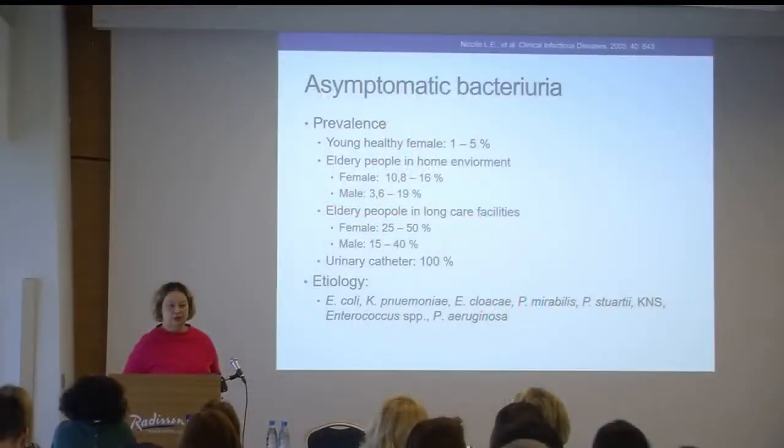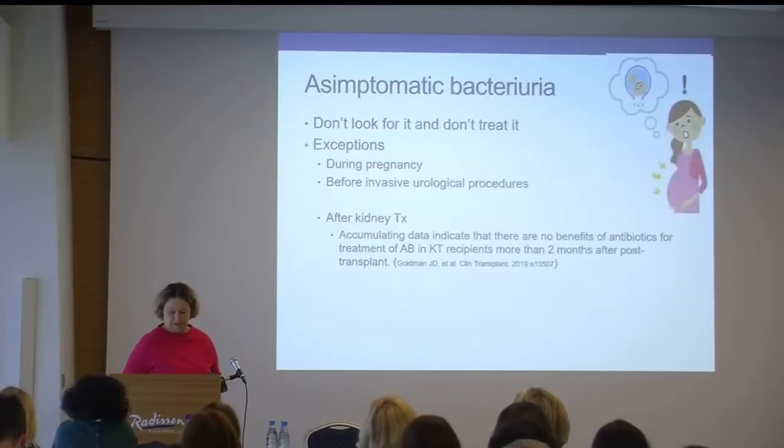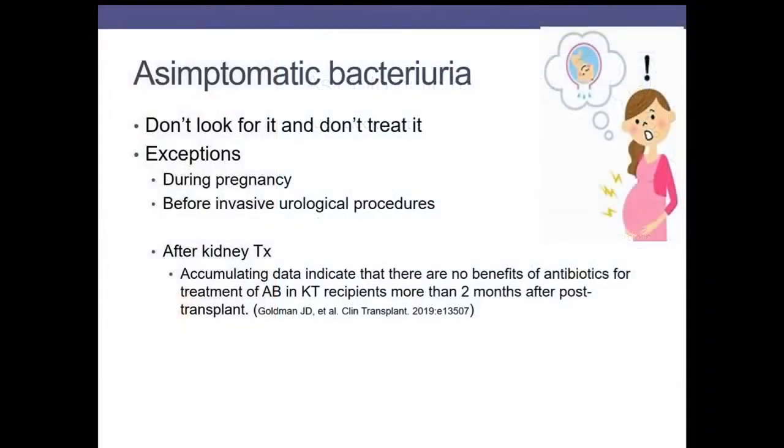The prevalence in the young healthy female is low, but in elderly patients, especially those who are in the nursing homes, is quite high, and in those who are having long-term urinary catheters, it can approach 100%. The etiology is very similar to the etiology of the complicated urinary tract infection, so that is something you have to keep in mind when you get the results from the microbiology lab and the patient does not have any symptoms. So it is: don't look for it and don't treat it.